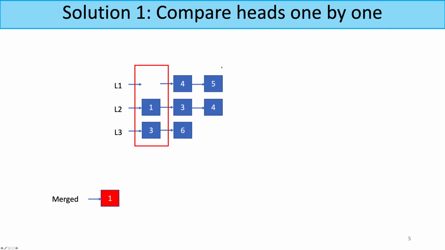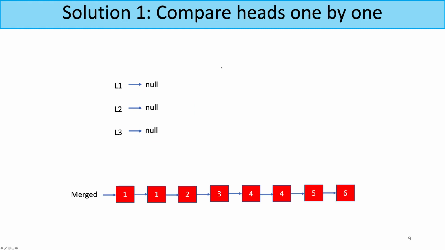After that, we move the head of L1 to the next node, that'll be 4. And then we repeat the process. So in the next iteration, the minimum node will be 1. We move it to the merged list, and then among the remaining lists, we pick the minimum head, move it to the merged list, and repeat the process until everything merges into this one big list.